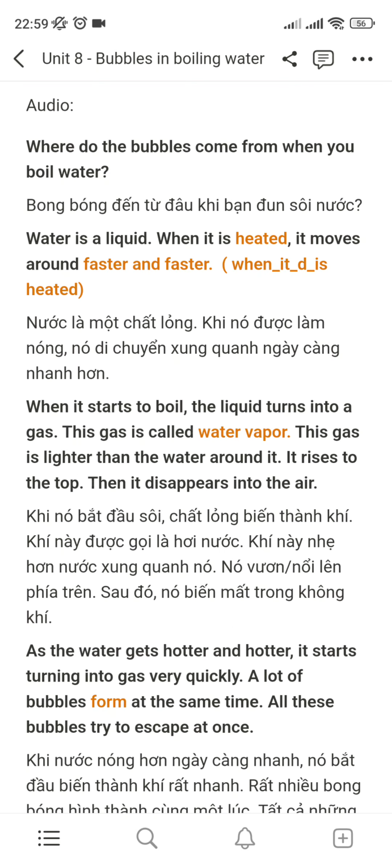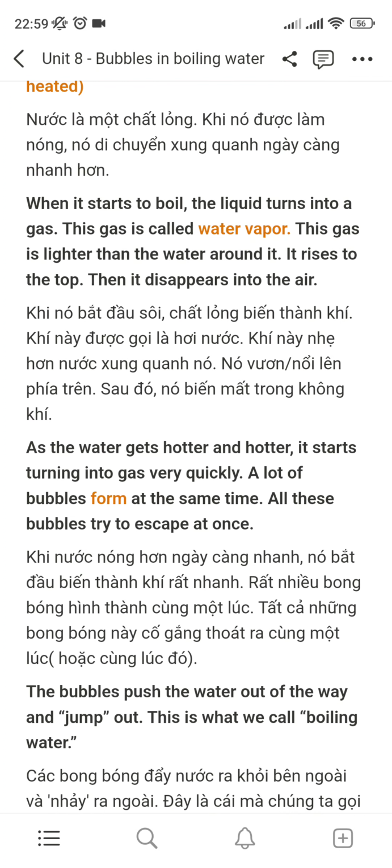Water is a liquid. When it is heated, it moves around faster and faster. When it starts to boil, the liquid turns into a gas. This gas is called water vapor.